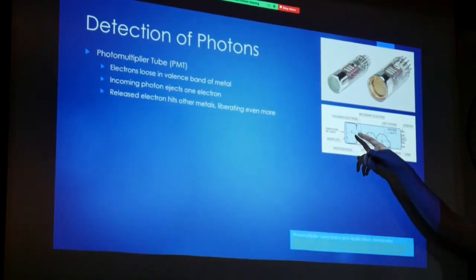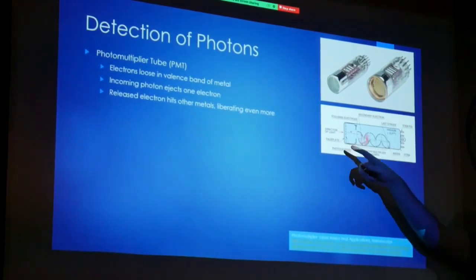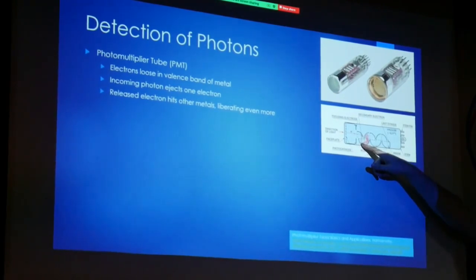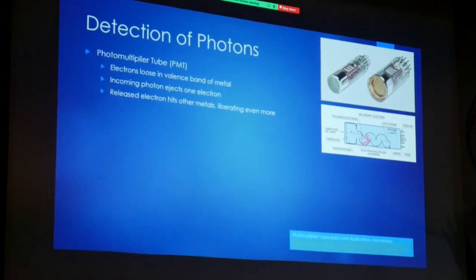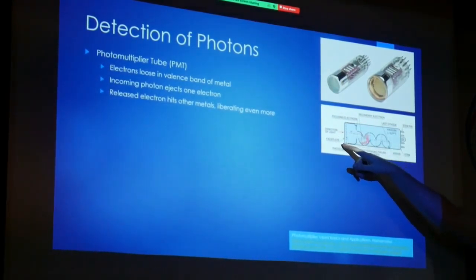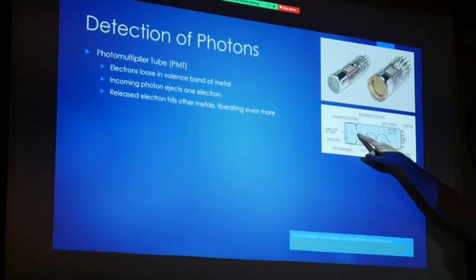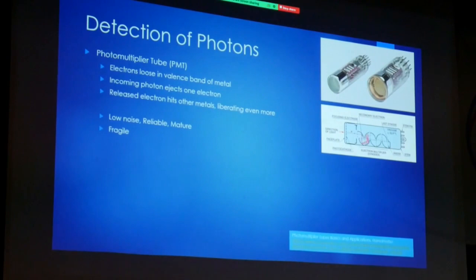Boom, it pops out. It's accelerated by a screen, just like in a CRT. Boom, it hits the next plate, liberates two more electrons. These two liberate four. 4 turns to 8, 8 turns to 16, and now we get a shower of this. So one photon coming in knocked off an electron, which then allowed this cascade to happen. So these are great. These are very low noise. The technology is very mature. They're a little fragile, though. Okay, so they don't work well in space.